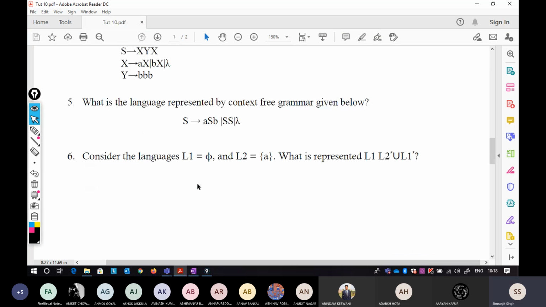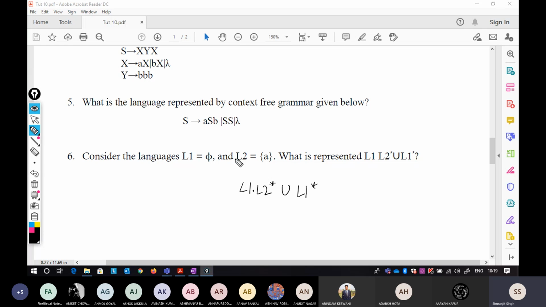Okay, so now the sixth question is a very interesting question. In this question there is a very specific element that comes into play, that you remember the regular identities. Now if you see, it is just saying L1 concatenated with L2 star, and then there is this one, and then there is this.